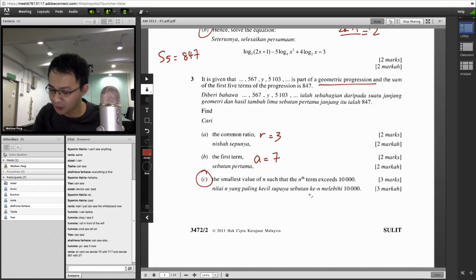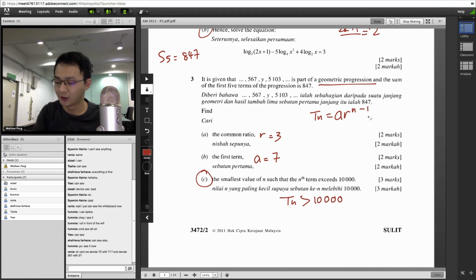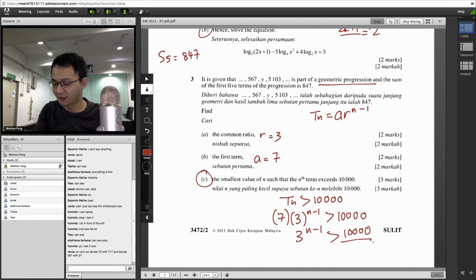Okay, so this one, they want to find the smallest value of n for the nth term. So I will say Tn is bigger than 10,000. We know the formula for Tn for a GP is ar^(n-1). Here a is 7 and r is 3, so 7 times 3^(n-1) is bigger than 10,000. I will move the 7 to the other side first, so 3^(n-1) is bigger than 10,000 divided by 7.